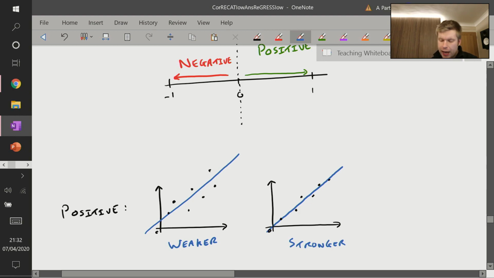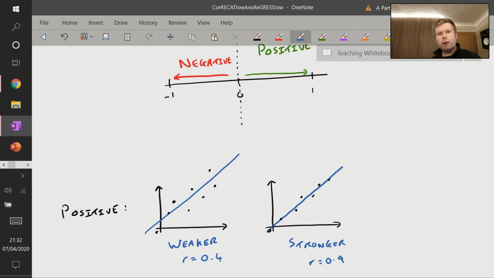So if I wanted to guess, this might be a value, for example, like 0.4 or 0.5. So it's still positive, but it's closer to 0 than it is to 1. Whereas this is probably going to be something like 0.8, 0.9 for a value of R. Okay, so you can kind of guess the correlation coefficient.